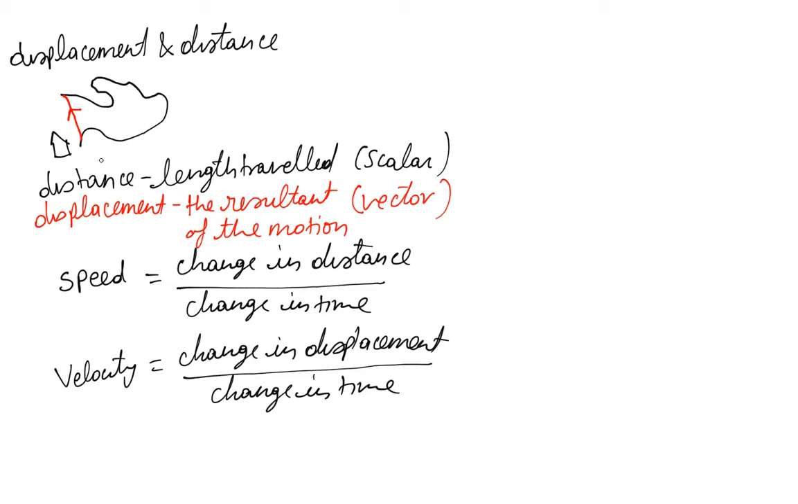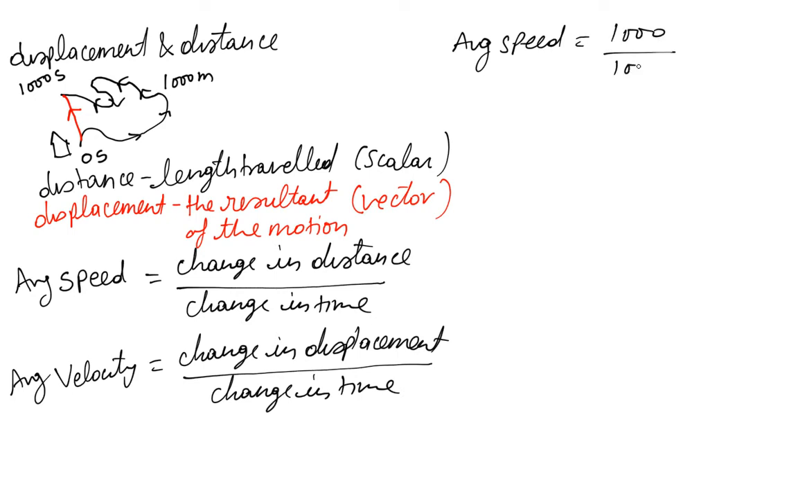So let's say you started at 0 seconds and you ended your journey in, let's say, 1000 seconds, and all the while you traveled, let's say, 1000 meters. So what is the speed? Sometimes it's also called the average speed. So what is the average speed? Well, the average speed is going to be 1000 divided by 1000, which is equal to 1 meter per second.